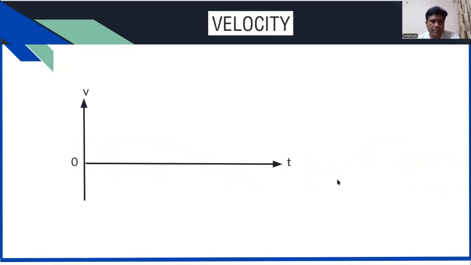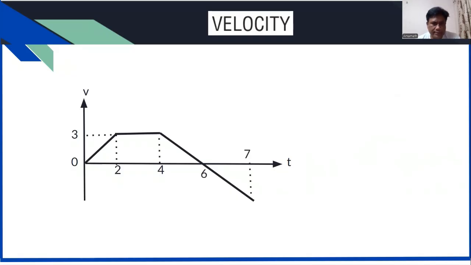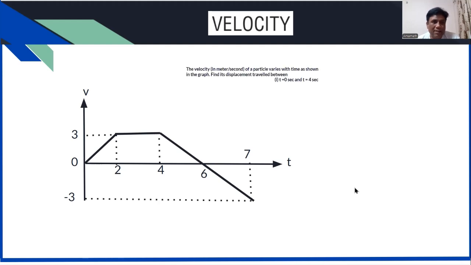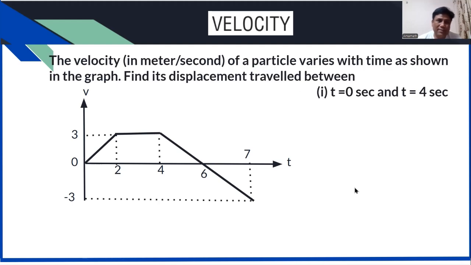Take another similar graph. This time actually a VT graph I am drawing. So the same graph is to some extent the same only. Now the question is: the velocity in meters per second of a particle varies with time as shown in the figure. Find the displacement traveled between t equal to 0 and t equal to 4.